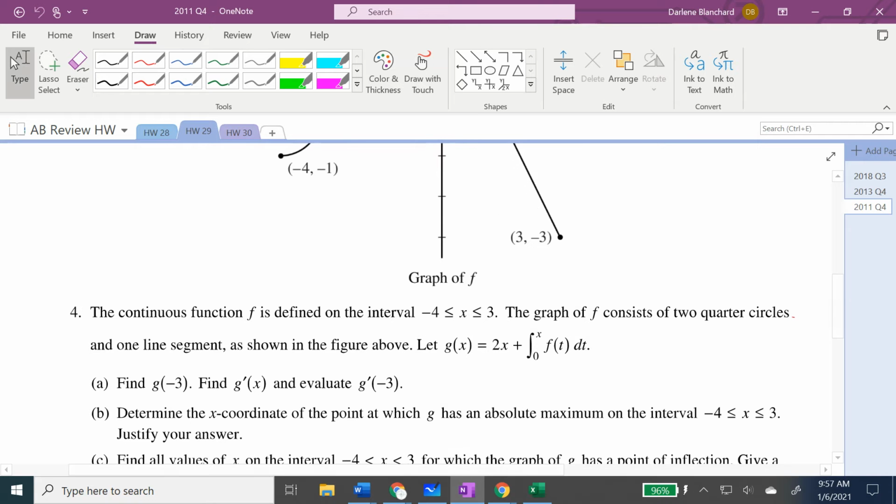Okay. Part A, we need to find g of -3, but I first want to look carefully at how g is defined. I'm going to replace every x with that -3.